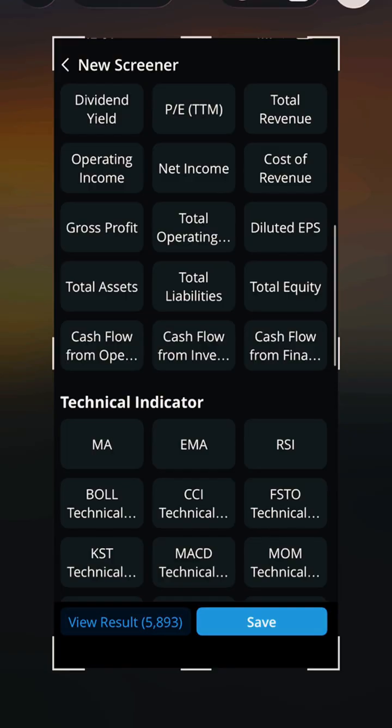Now we're on to the technical indicators. We're going to talk about the technical indicators and why they matter, because we already went over the rest of the screener.